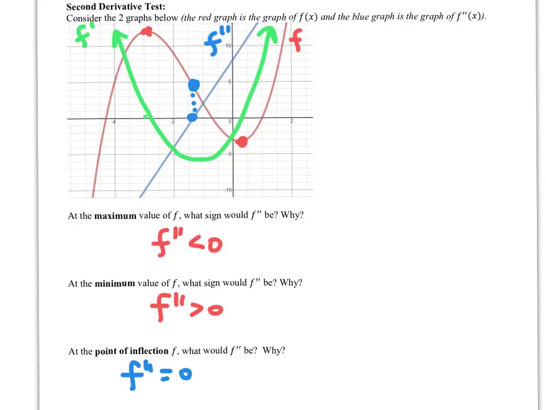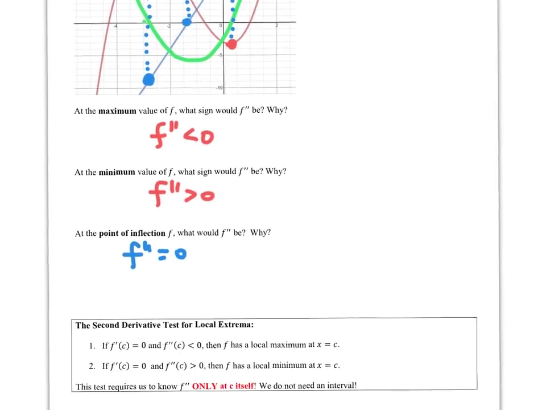Right, so f double prime equals 0. At this point, whatever x is, let's say negative 3, I'd expect my second derivative to be negative. At x equals, let's say, 1/2 or close to, the second derivative would be positive. And again, at our point of inflection right here, I'd expect the second derivative to be 0.